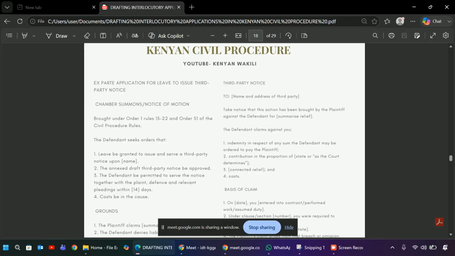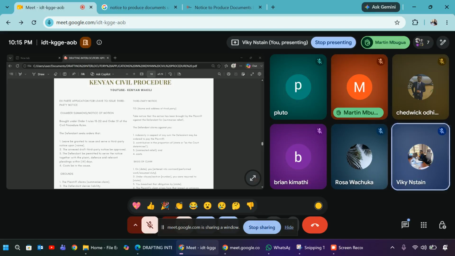It is being brought under Order 1, Rule 15 all the way to 22, and the defendant will be seeking orders that leave be granted to issue and serve a third party notice upon a certain person, and that the annexed draft third party notice be approved. So you have even drafted a third party notice in this kind of application. Below that we will need a notice of motion. So it is chamber summons and notice of motion for this kind of application.